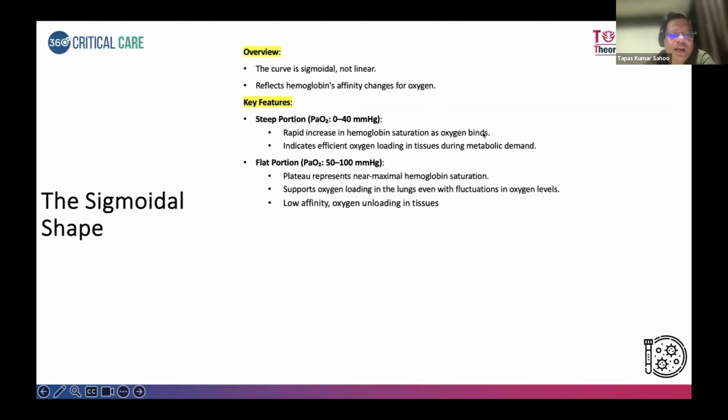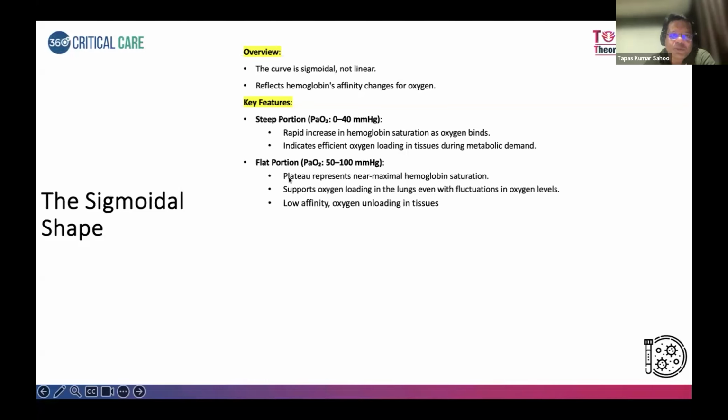And the principle behind this affinity of oxygen towards hemoglobin, what is the terminology used? Can anybody mention in the chat box? Okay, I will be explaining that. Now, this also will indicate efficient oxygen loading in tissues during metabolic demand in this steep portion.